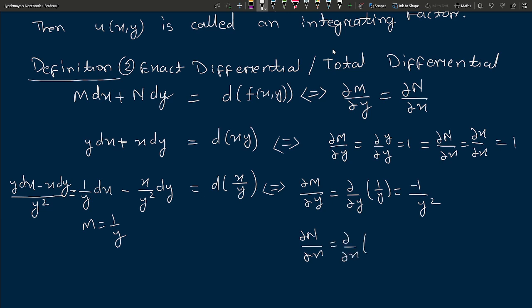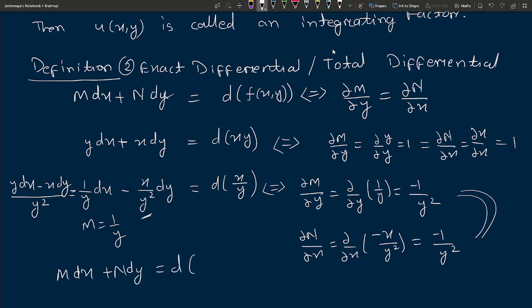Similarly, del n by del x: what is n? N is minus x by y square. So del n by del x is minus 1 by y square, since the derivative of x is 1. So both of these are equal, so this is also exact. Whenever you find it exact, m dx plus n dy must be the differential of some function.